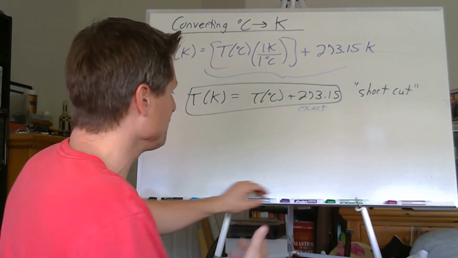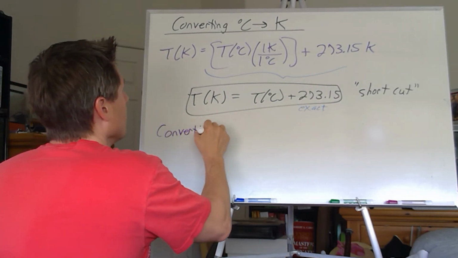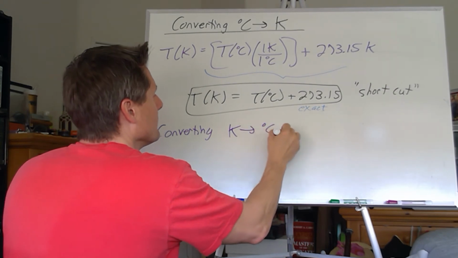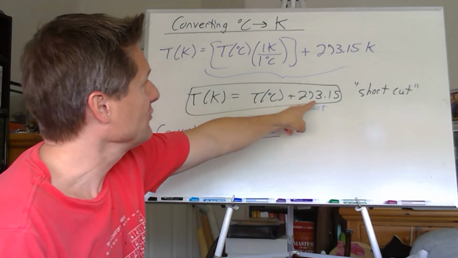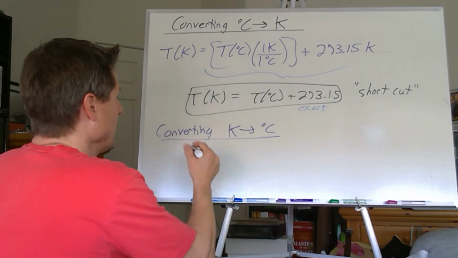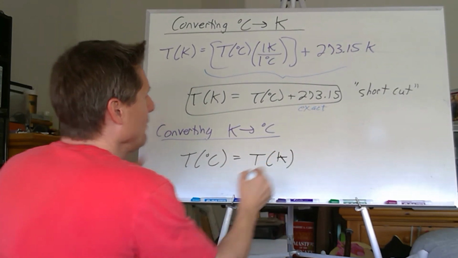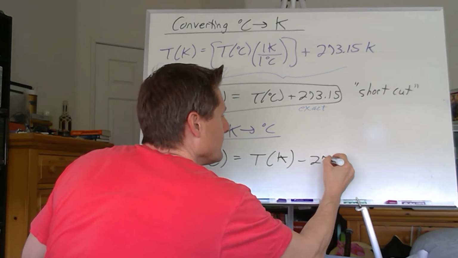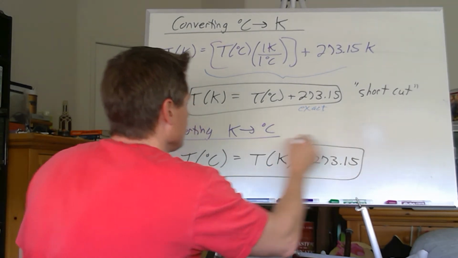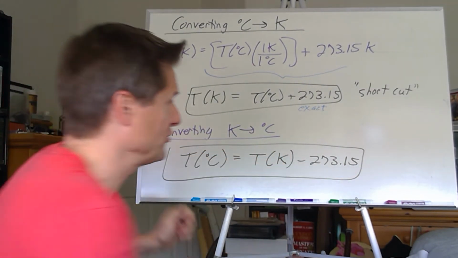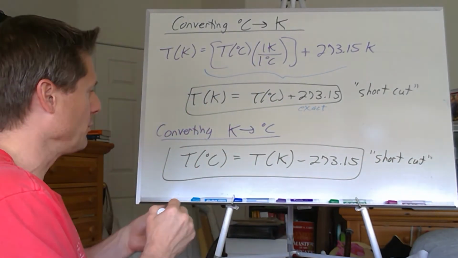Now let's flip that. Let's say we want to go from Kelvin to degrees Celsius. We don't need to rederive it, just take it and flip it. Just move that to the other side. Pretty simple, right? So the temperature in degrees Celsius would just be the temperature in Kelvin minus 273.15. That's the shortcut version of it. Pretty simple to do.